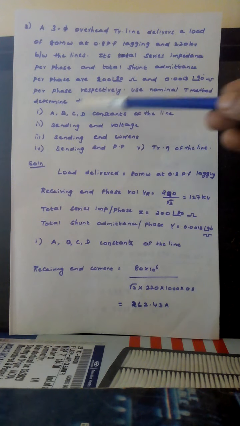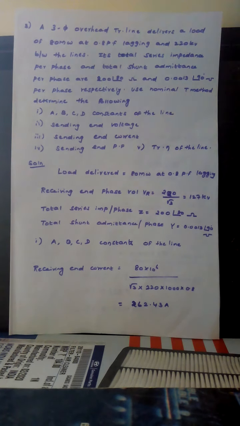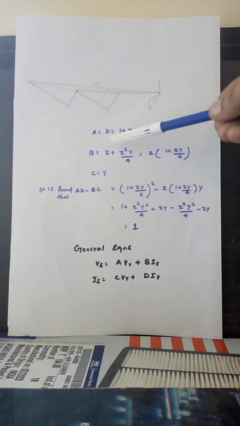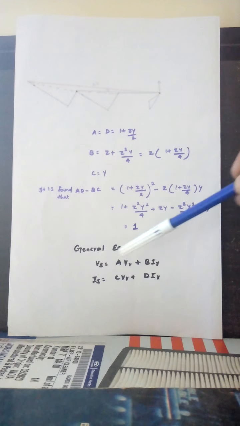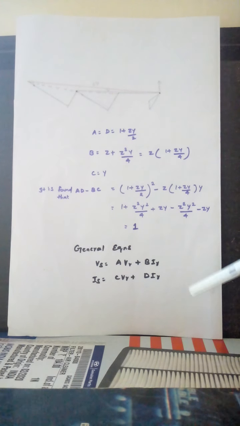So first, we have already derived the ABCD constants for the medium transmission line. A equal to D is 1 plus ZY by 2, B is Z into 1 plus ZY by 4, and C equal to Y. The generalized equations for the ABCD constants are Vs equal to A into Vr plus B into IR, and Is equal to C into Vr plus D into IR.